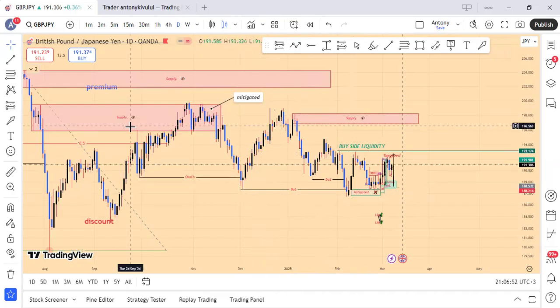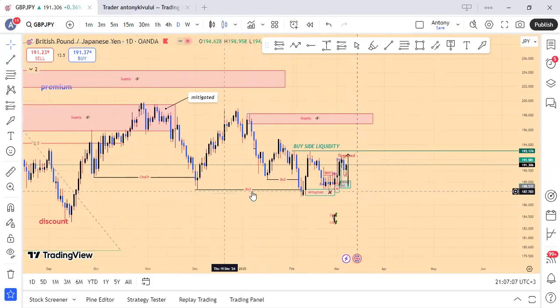Now I know the pullback has ended. The pullback is the one that is in an uptrend. It has ended after the market changed the structure here, since there was a change of character. Now I have a break of structure here. Now I know the market has broken the structure. Now this happens all the time.